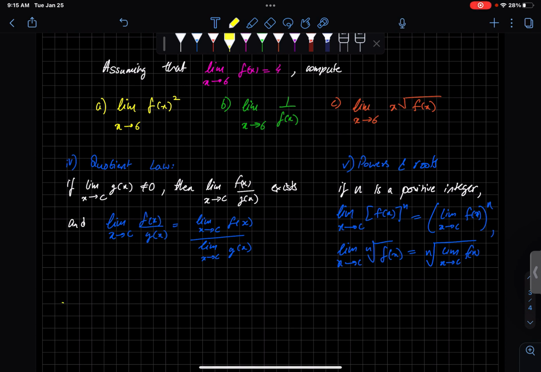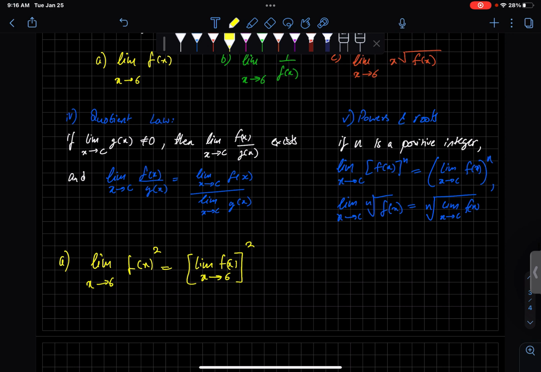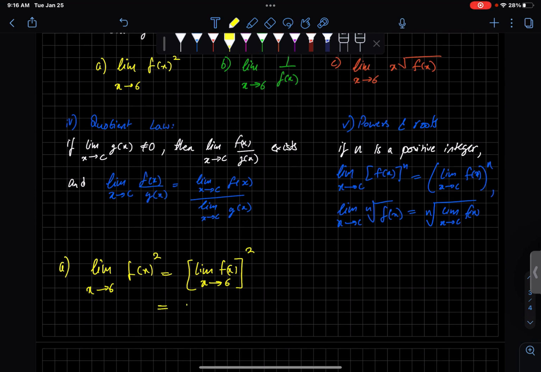Okay, so for part A, right? So the limit as x approaches 6 of f of x squared equals the limit of f of x as x approaches 6, that whole thing squared, okay? And that is equal to, so we are given the limit of this inner part to be 4, so that's just going to be 4 squared, which is 16.